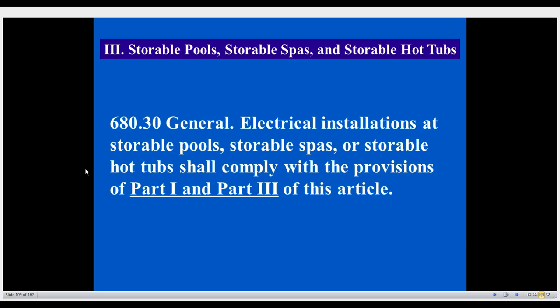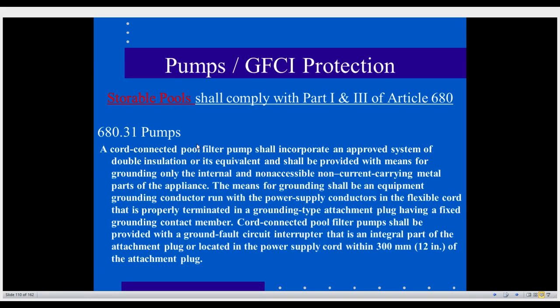Then you get into the requirements here of Part 3, and that's what we're going to discuss today. Storable pools shall comply again with Part 1 and Part 3 of Article 680. And remember the hierarchy of the code now. Chapters 1 through 4 will apply generally throughout the code. 5, 6, and 7 will amend chapters 1 through 4. And to be honest with you, they can actually amend the scope of 5, 6, and 7. Okay, so they are to modify, change, or add to.